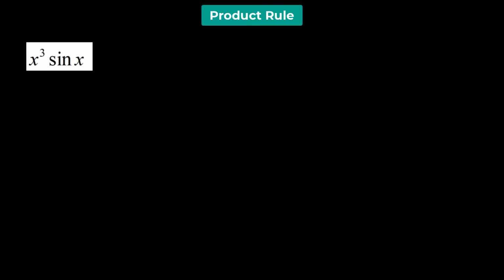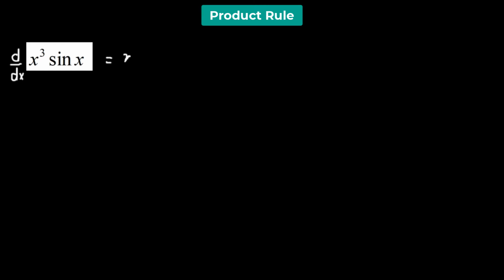So here we have the function x cubed times sine of x. We have to find the derivative of this given function with respect to x. Let us treat x cubed as the first function and sine of x as the second function, so that we can apply the product rule.